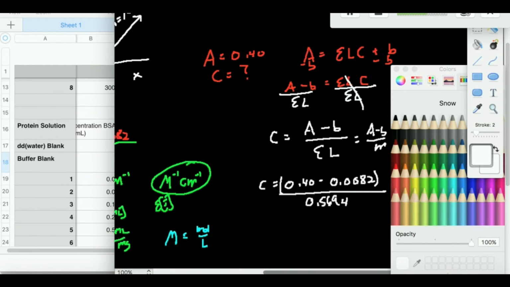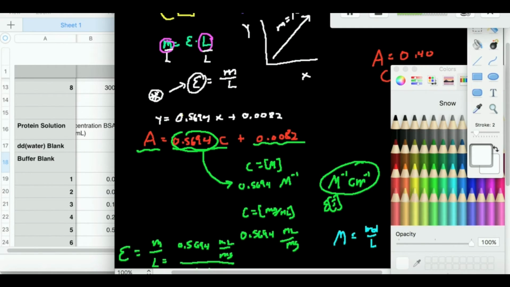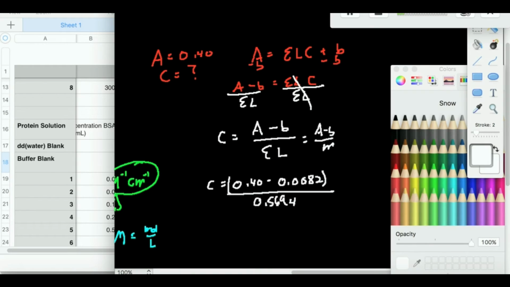What were the units of that? The units of that were milliliters per milligram, right here. Milliliters per milligram. So now I need to find out what my concentration is. So let's go ahead and do that in numbers.